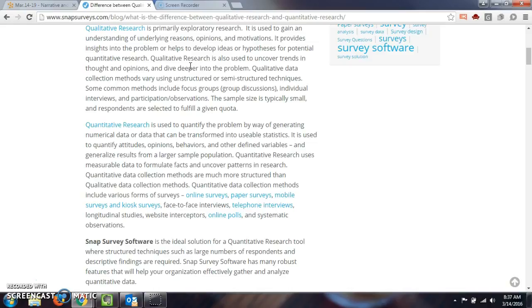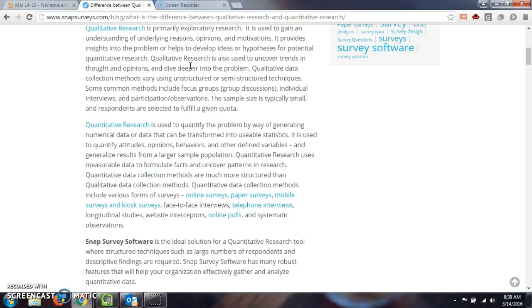Qualitative research is primarily exploratory research, and you're trying to gain an understanding of the reasons, opinions, or motivations. It's the one that deals with feelings. It deals with insights into a problem or gives you ideas or hypotheses for potential quantitative research. And so qualitative research is really about how people feel, what their experiences are. It's different than quantitative research, which we have been learning about thus far in the class.